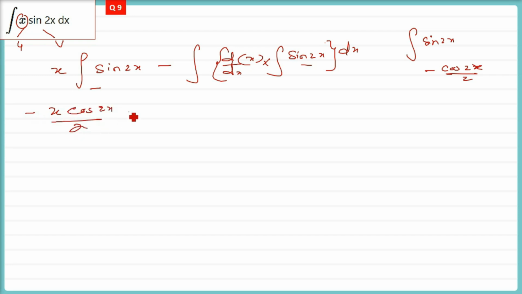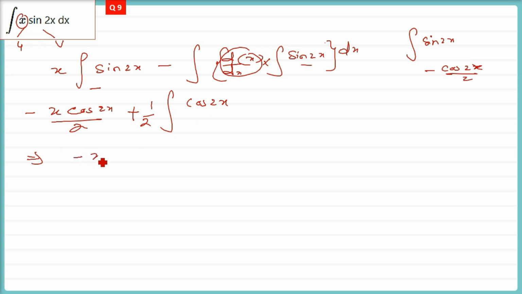So negative cos 2x by 2 minus d by dx of x is 1. And integration of sin 2x is negative cos 2x by 2. So negative comes in front. It will make this negative as positive. This half I am taking outside. It will be cos 2x inside. And cos 2x also has a direct integration.